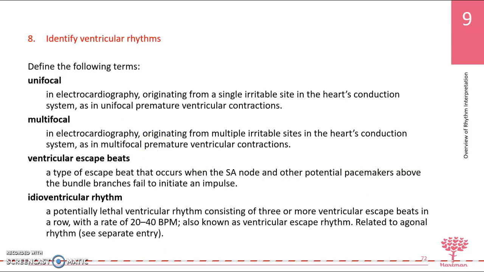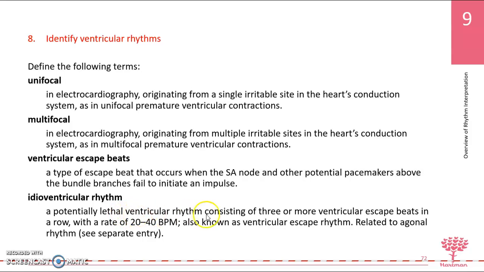Unifocal and multifocal, that should be straightforward as well. You know uni means one, multi means many. Focal means like a point or a location. So unifocal is where it happens in one place, and multifocal is where it happens in a lot of different places. Ventricular escape beats are kind of like the junctional escape beats. It's when the SA node and other pacemakers above the bundle branches fail to initiate an impulse, so that's going to change the way that rhythm will show up on the paper too.